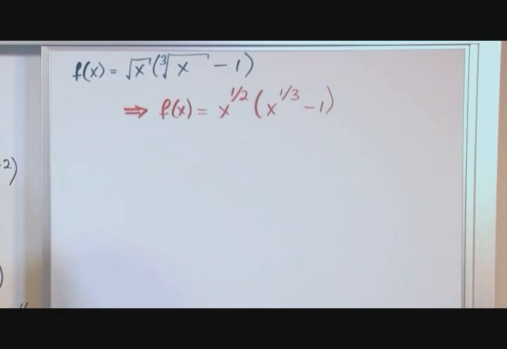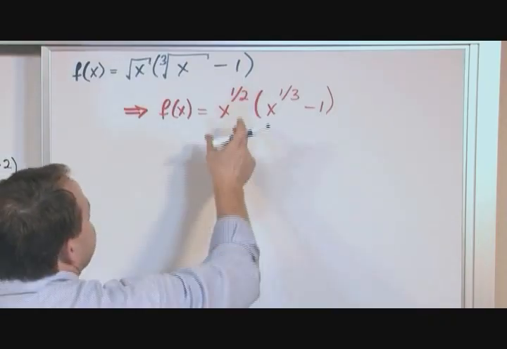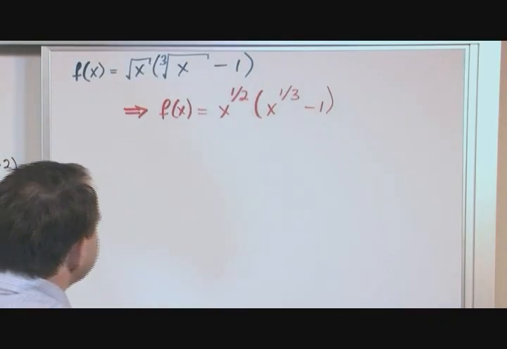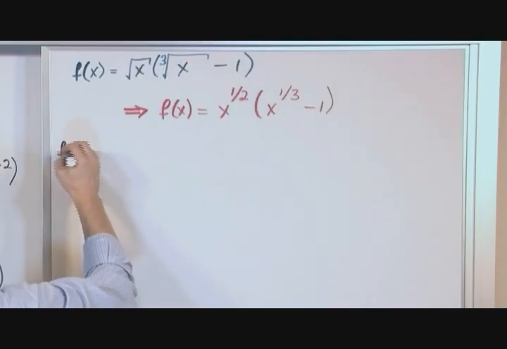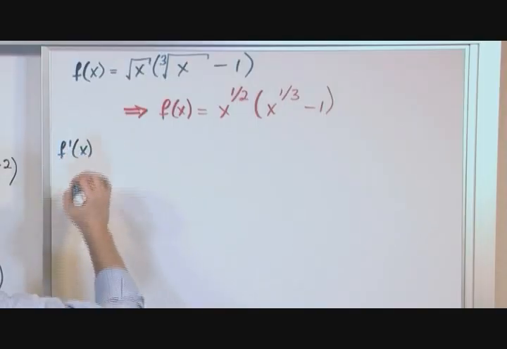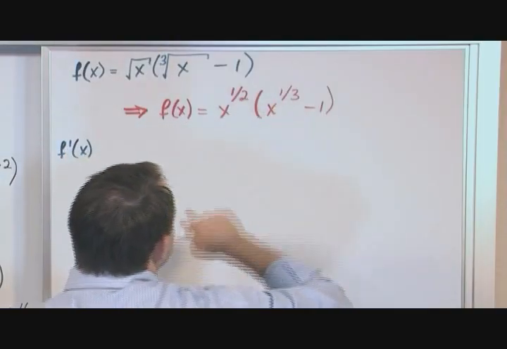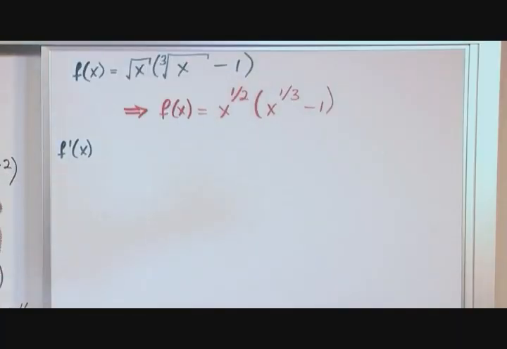So deal with them. So now you have the first function and the second function multiplied together, so we know how to take the derivative of that. And this is going to be a little bit lengthy, but only because of the fractional exponents. The actual derivative stuff is not hard at all.